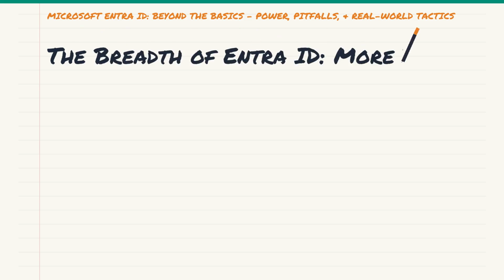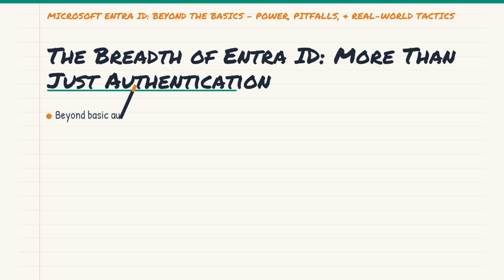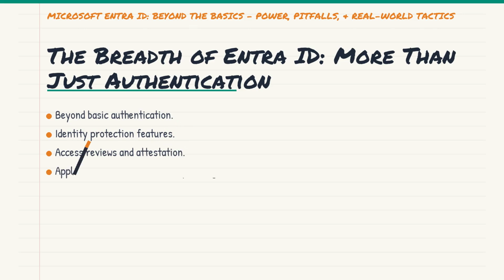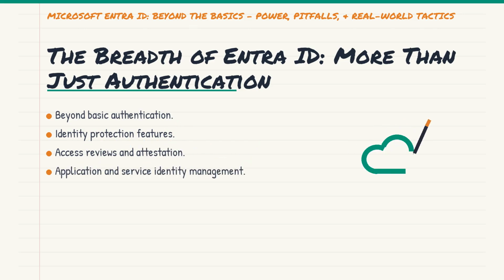Beyond just logging in, Entra ID offers a truly expansive suite of identity and access management capabilities. We've touched on conditional access and PIM, but there's also identity protection for detecting risky sign-ins, access reviews for periodic attestation, and even features for managing service principals and application identities. It's built to handle the complexity of modern enterprises, not just a simple username-password store.